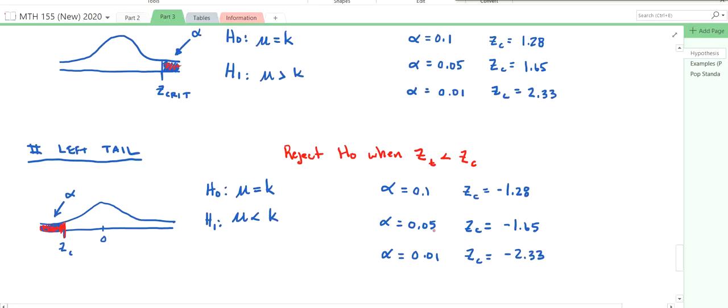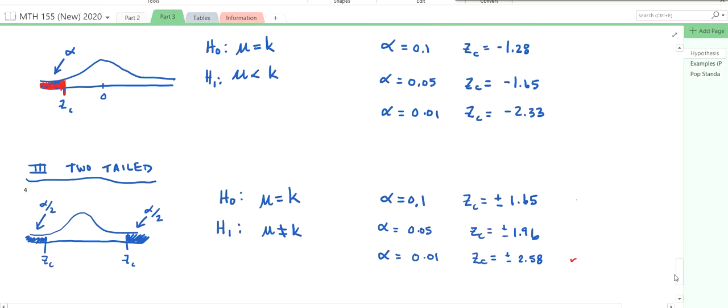When alpha is 0.05 or 5%, we got minus 1.65, which is symmetric to this value. And then when alpha is 0.01, we get minus 2.33, symmetric to that value. So it's the same methodology otherwise. The only difference is that your null hypothesis is stated differently, and the idea you're looking for is to determine if the mean is actually less than some originally stated population mean. Okay.